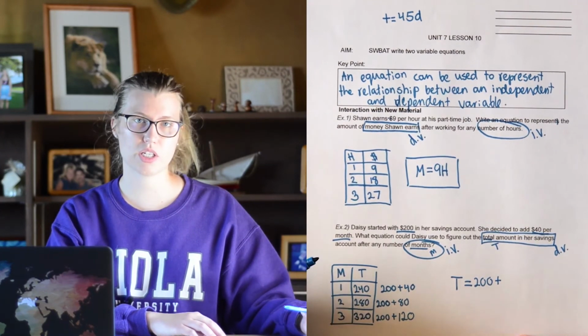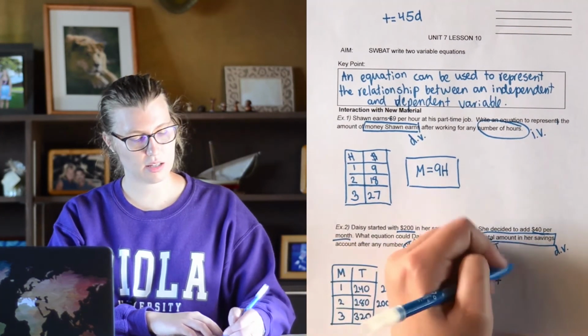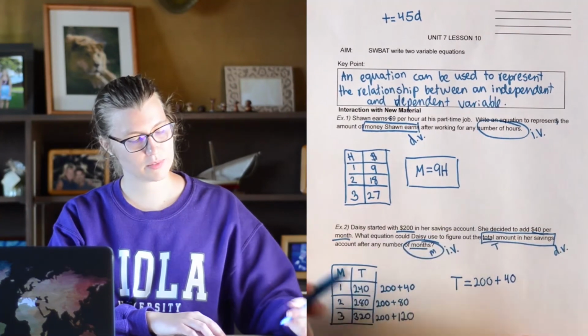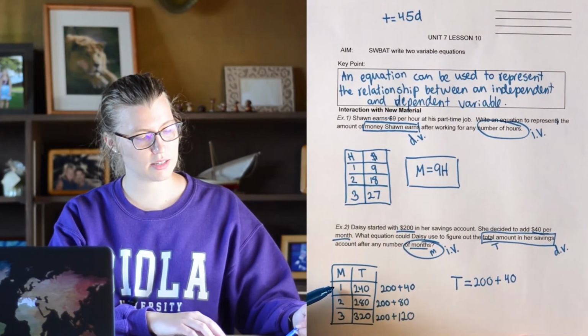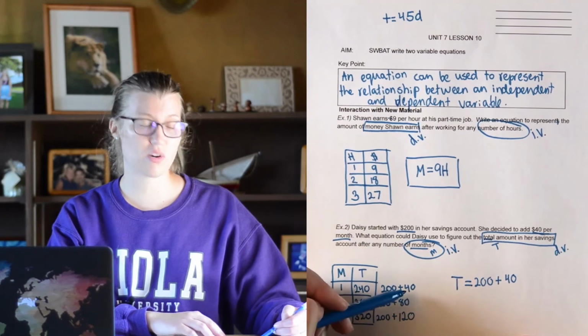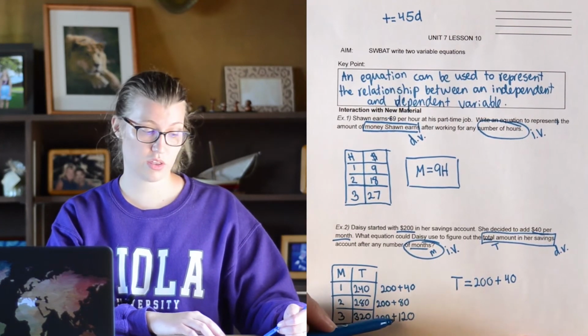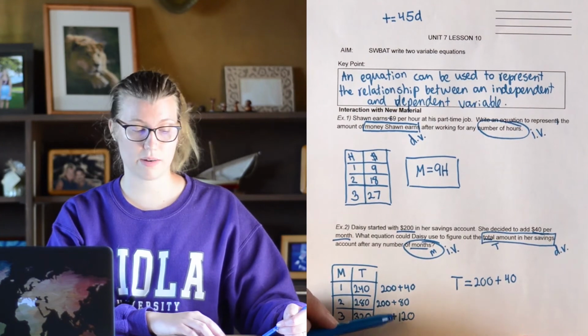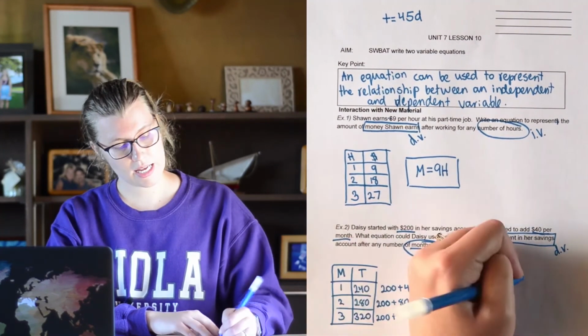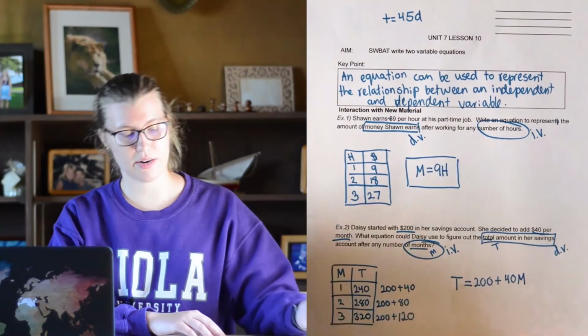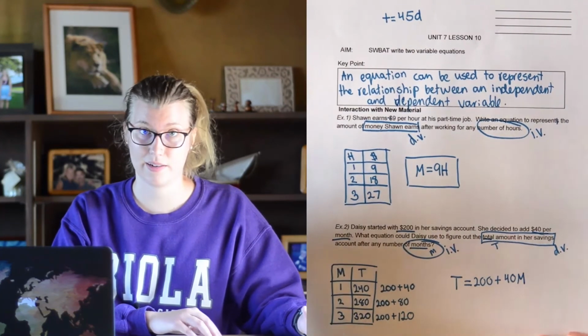How did I know how much to add? Well, I knew it was 40 times however many months it was. For the first month, it was just 40 times 1. For the second month, it was 40 times 2. For the third month, it was 40 times 3. So 40 times the months is going to get you your answer.